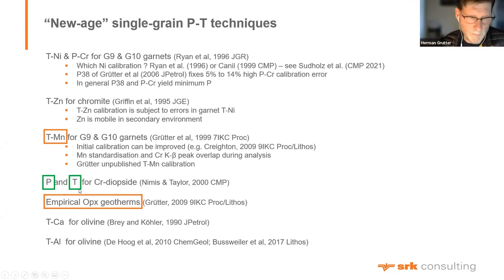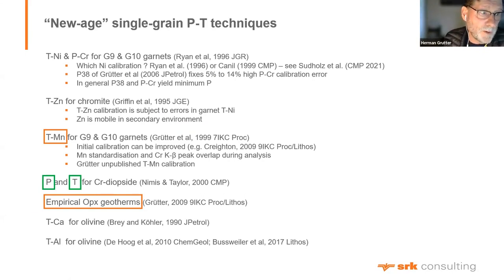Obviously, you can get a temperature from chrome diopside. You can even use temperatures from orthopyroxenes. And if you wanted to, you can go to calcium and aluminium in olivine, but for that you have to have laser ICP-MS data, which I'm not going to discuss at all. That's a whole other story.